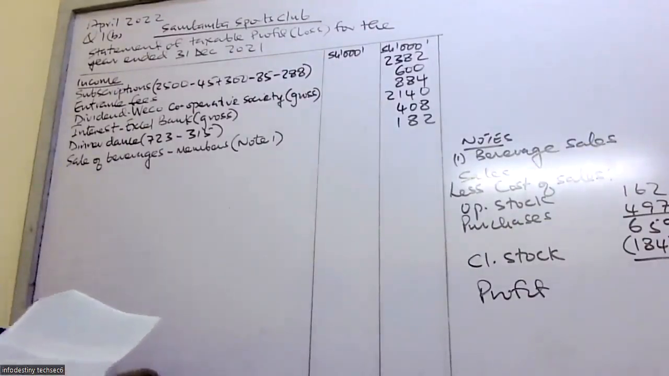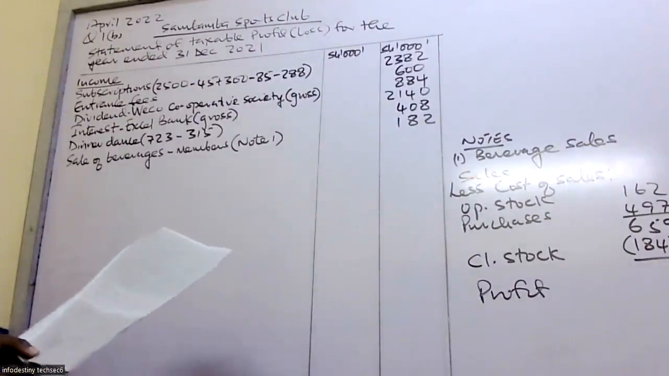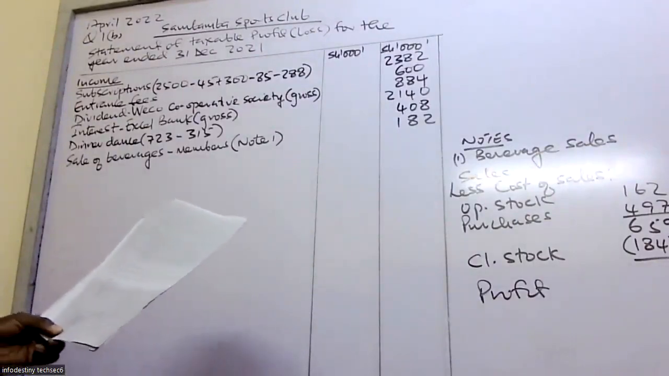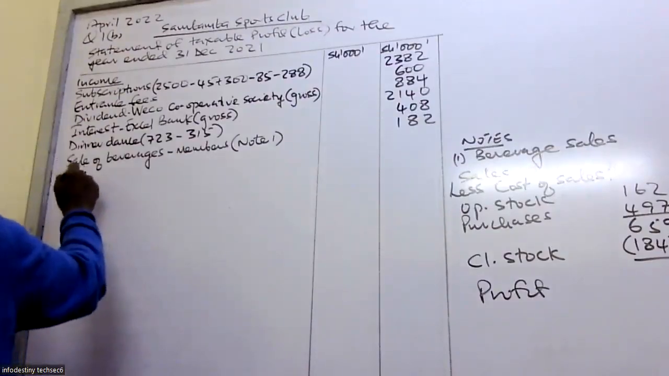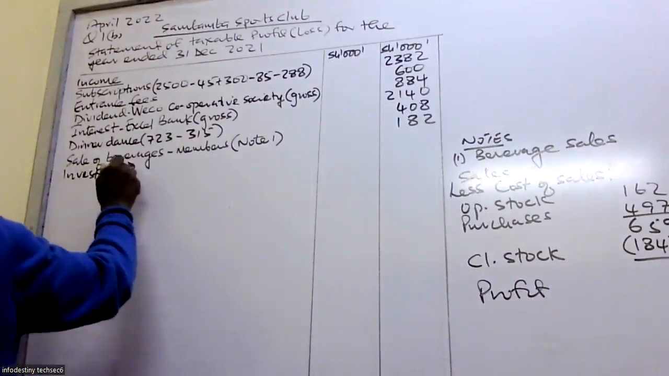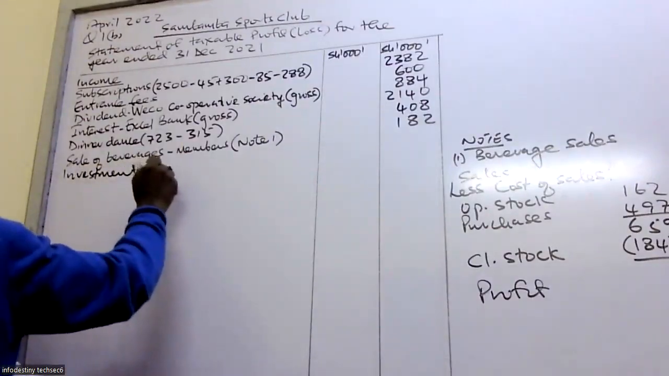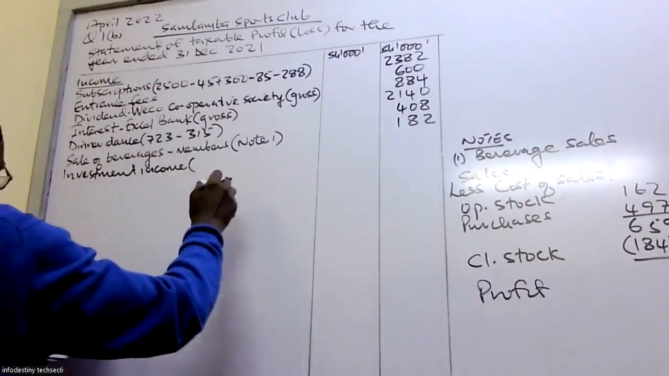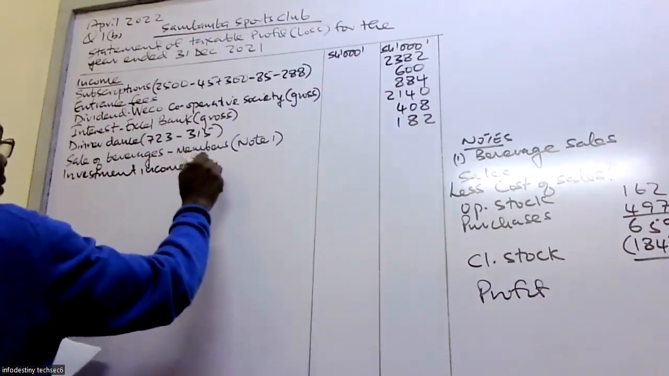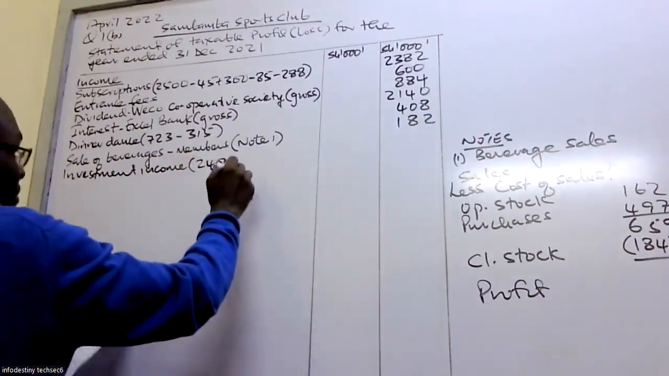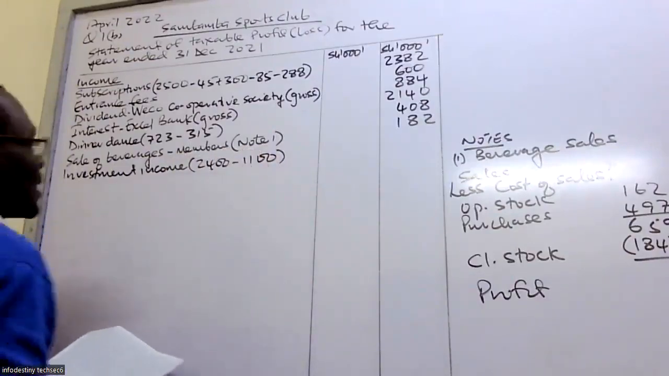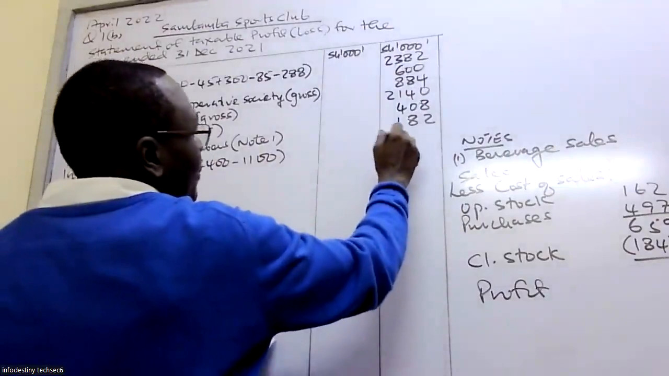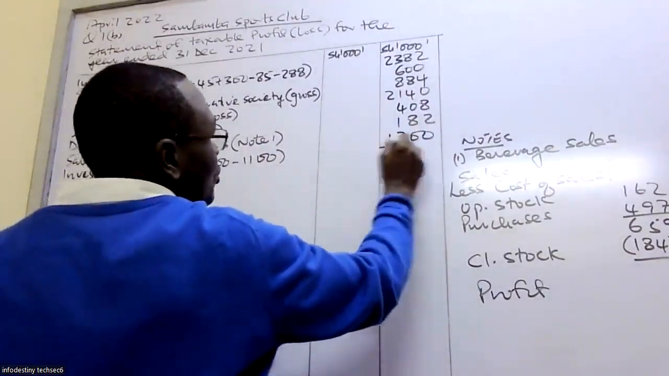Then there is investment income. Investment income is 2.4, but if you check the credit side, you're going to see fee paid to investment managers. So investment income is 2,400,000 less fee paid to investment managers 1,100,000. So that leaves us 1,300,000. So that will give you total income.